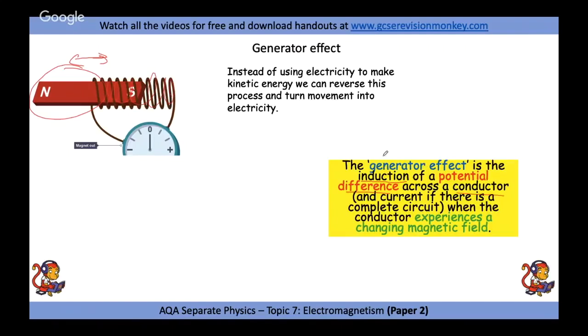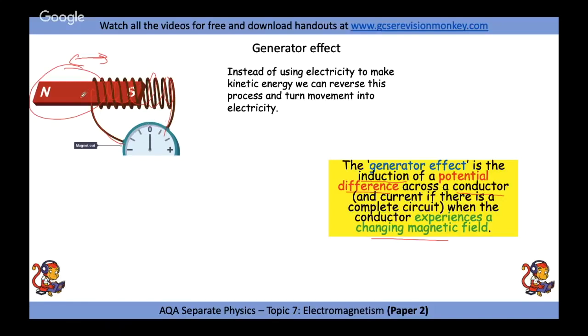Induction, meaning to induce, meaning to create, the creation of a potential difference across a conductor. Now, if I connect it in a complete circuit, current can flow. This is when the conductor experiences a changing magnetic field. So I'll say this again, the generator effect is when I induce a potential difference in a conductor, when that conductor is experiencing a changing magnetic field.